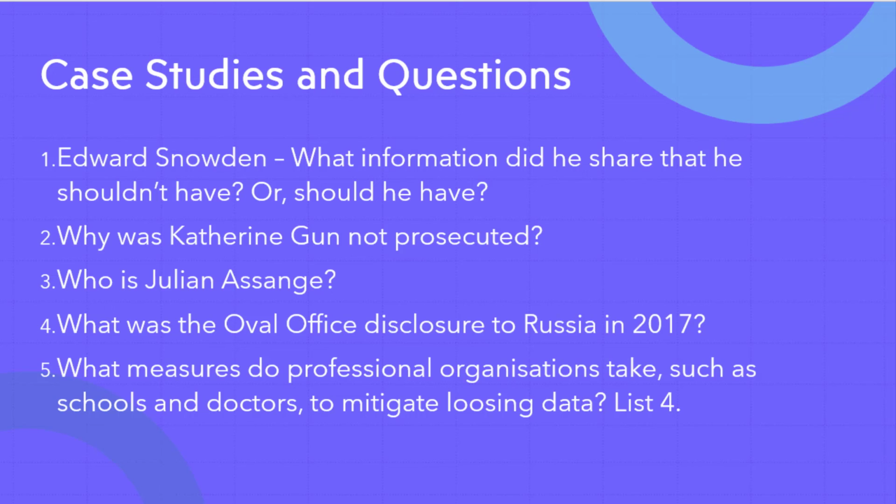Who is Julian Assange, and why is he important to this element of the course? What was the Oval Office disclosure to Russia in 2017, and what were the impacts? And then finally, what measures do professional organisations take, such as schools and doctors, to mitigate losing data? I want you to list 4 of those for your own records.